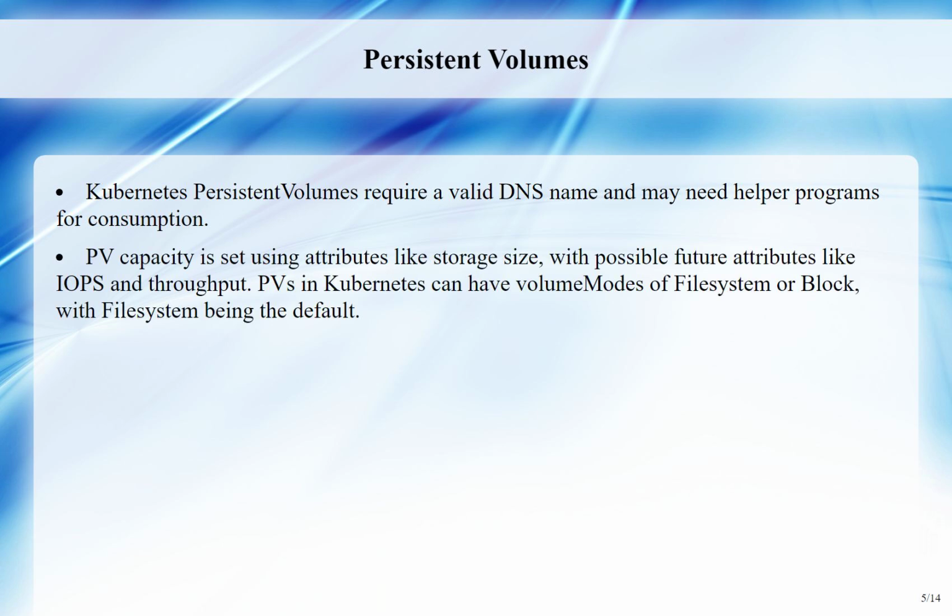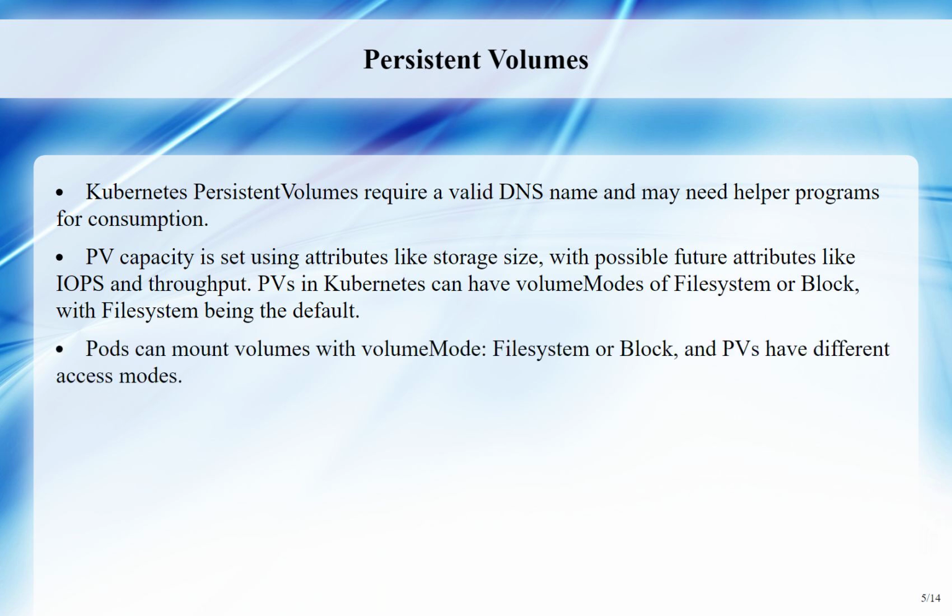The capacity of a PV is set using the capacity attribute, with storage size being the only resource that can currently be set or requested. Future attributes may include IOPS and throughput. Kubernetes supports two volume modes for PVs, file system and block. File system is the default mode and is used when the volume mode parameter is omitted.